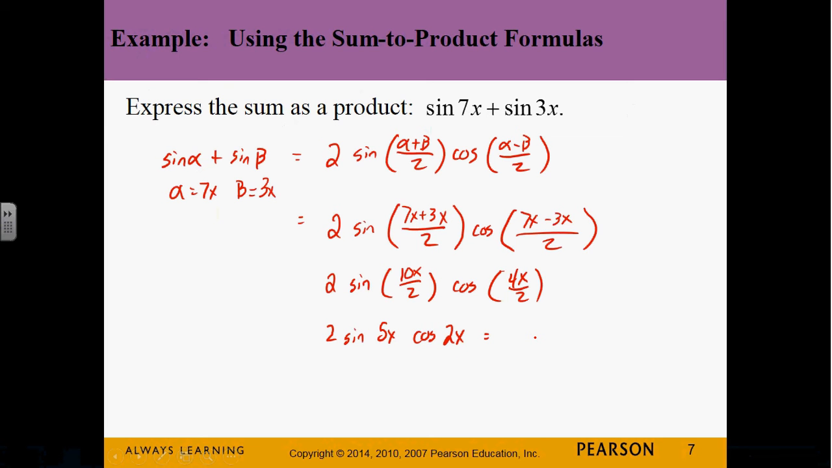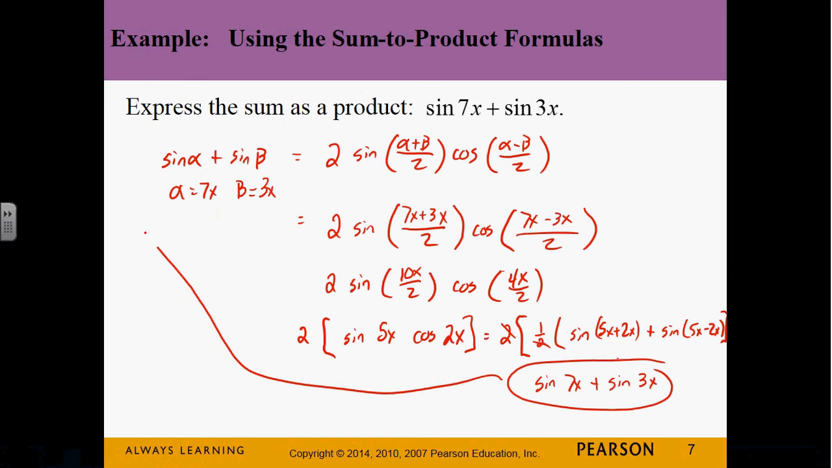Well, let's do this. I'm going to rewrite it as 2 times this, which is going to be 2 times that formula, which is 1/2 sine 5x plus 2x. That's not even over nothing. It's just 5x plus 2x. Plus sine of 5x minus 2x, right? Well, notice the 2's just cancel out, and I just wind up with sine 7x plus sine 3x. But that's what we started with, right? So it did work both ways. Which it should.